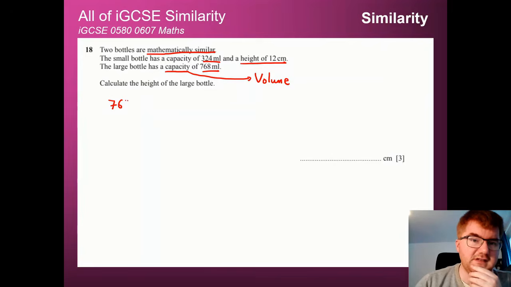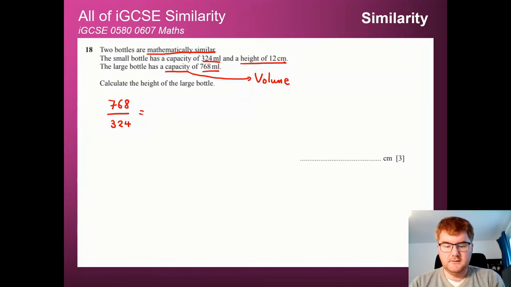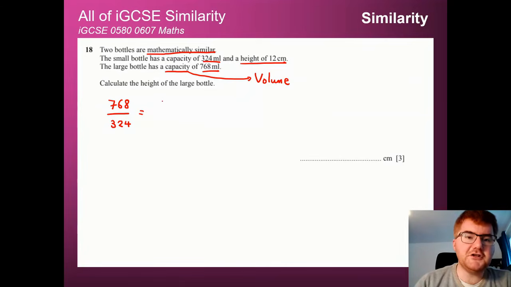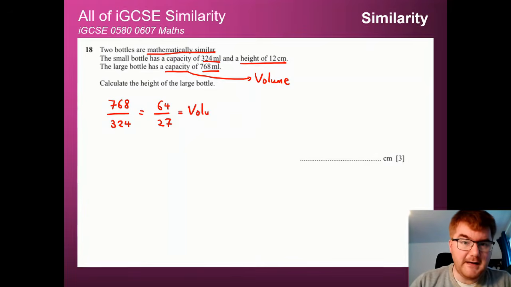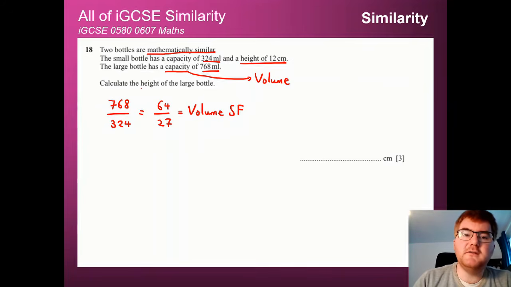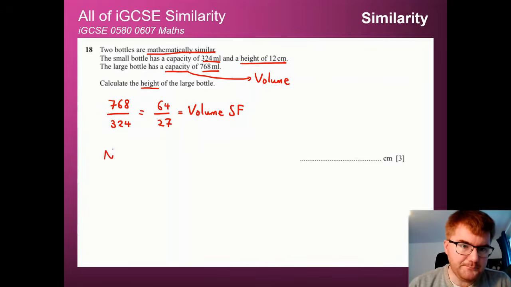So when I take big divided by small, which I've done in a lot of these questions already, I do 768 divided by 324 and pop that into my calculator. Notice we get the fraction 64 over 27. This is not our normal scale factor because we're dealing with volumes. In fact, this is the volume scale factor that we have found. However, in the question, we're looking to work out the height. So we want the normal scale factor.